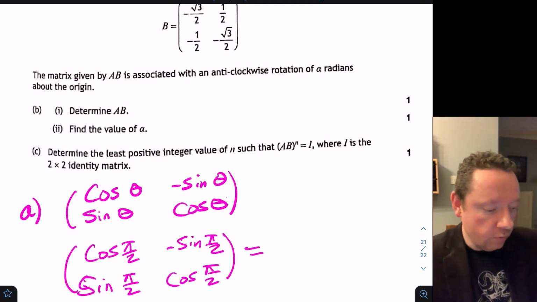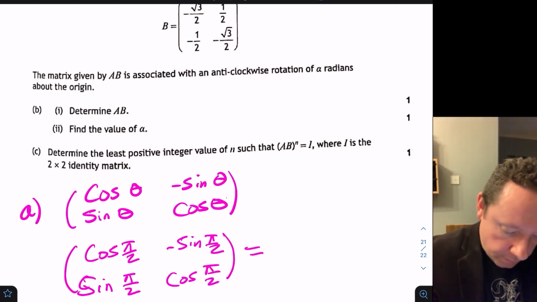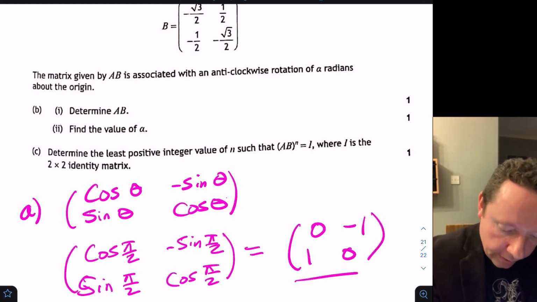So the cos of pi over 2, the cos of 90, is 0. So we get 0. The sine of 90 is 1. So we get minus 1, 1 and 0. And we're done there.